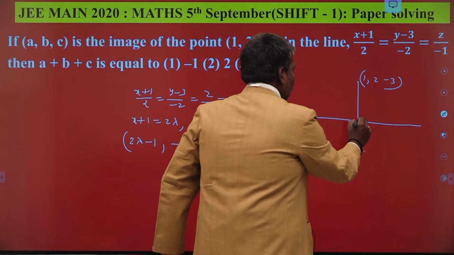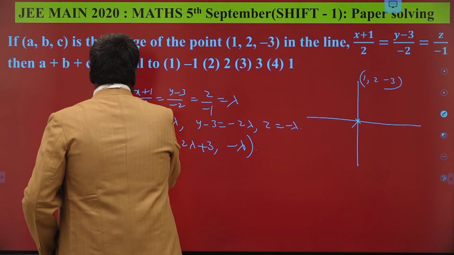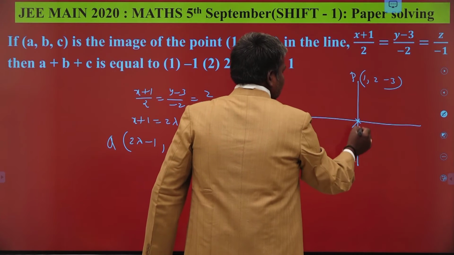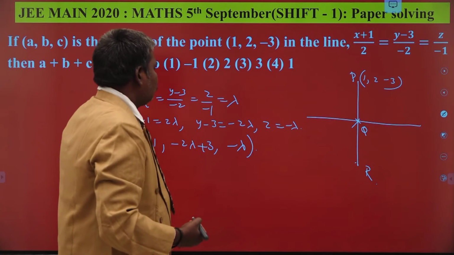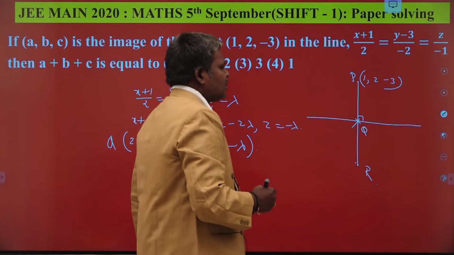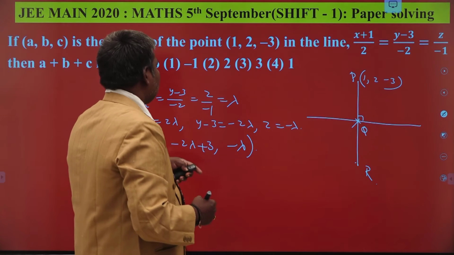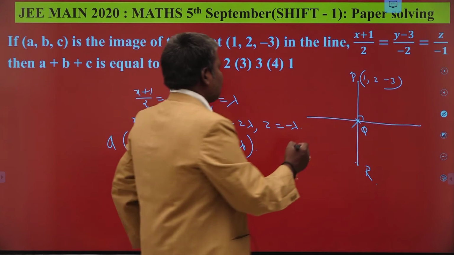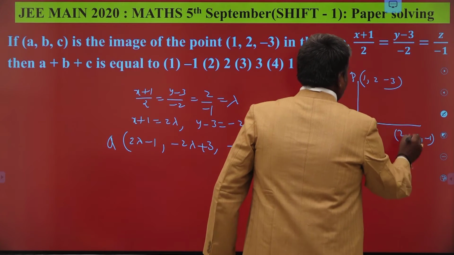Suppose this is my required foot. Then this is my point Q say. This is P. This is Q. Your image is R say. Now the dot product of the DRs must and should be 0 because the two lines are perpendicular. So first of all we find the direction ratios of the line. What is the direction ratios of the line here? 2 comma minus 2 comma minus 1.